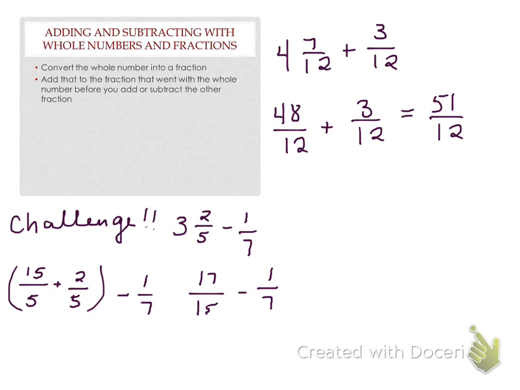Now we have to make the bases the same, so we multiply the denominators and then multiply each numerator by the opposite denominator. So 15 times 7 is 105. That's how we get our bottoms. 119 comes from doing 17 times 7. And then 15 is from 15 times 1. So 119 minus 15 is 104. And then that's over 105.